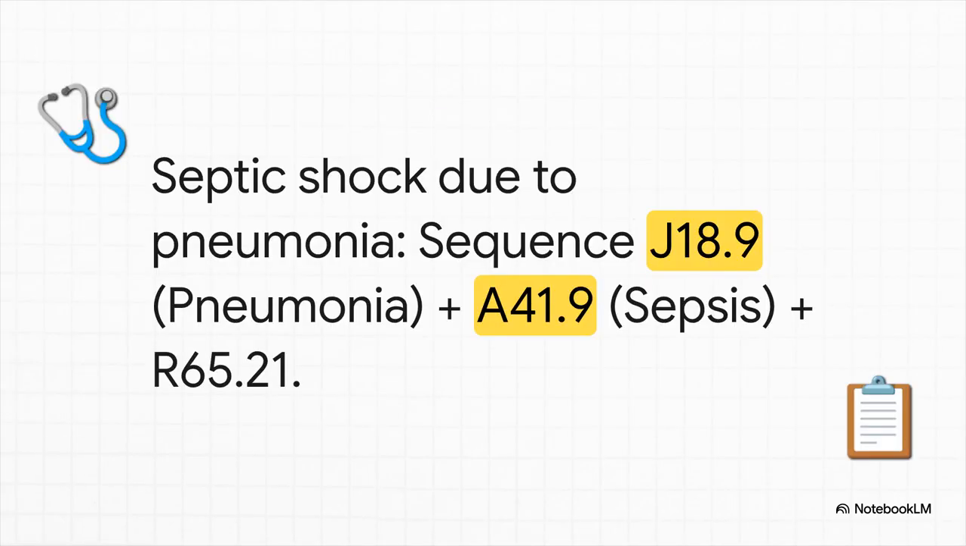Let's move to a concrete case study and see exactly how this builds. Take a complex diagnosis like septic shock due to pneumonia. The exact codes generated by precise clinical tracking are J18.9 for the pneumonia, which is linked with A41.9 for sepsis, and then crucially, R65.21 to capture that severe sepsis with septic shock. Notice how this layered sequencing perfectly tells the entire clinical story. You have the etiology, the systemic response, and ultimately the severe manifestation. It's like a giant puzzle coming together.